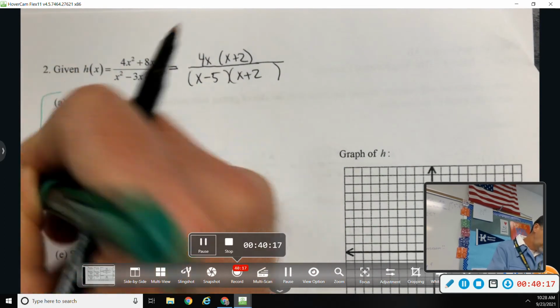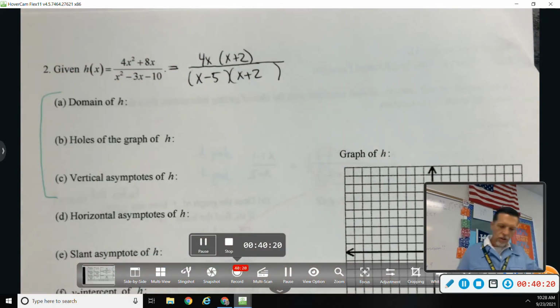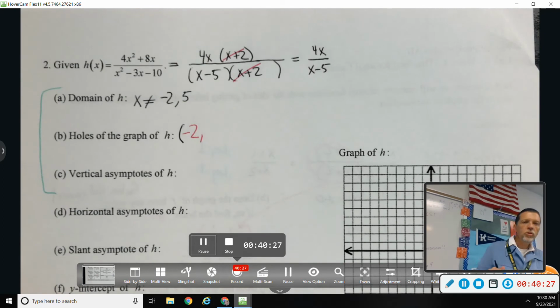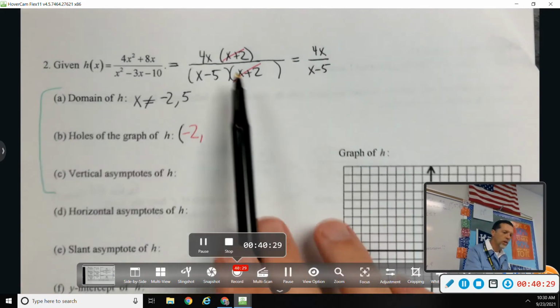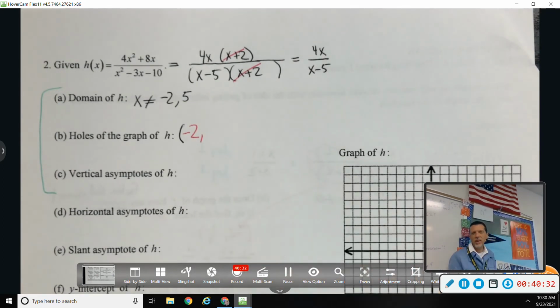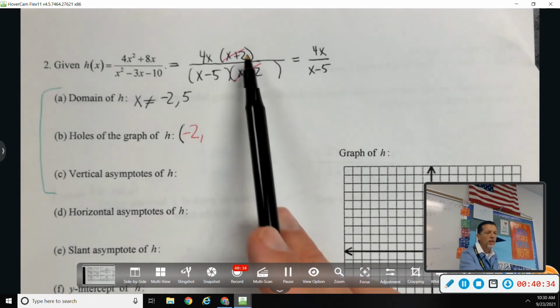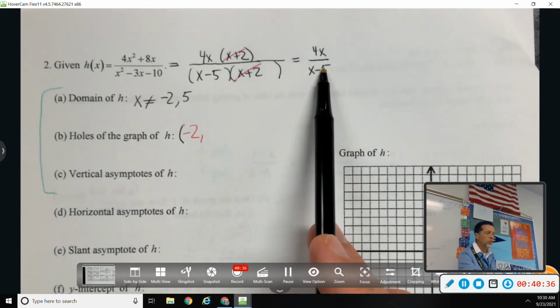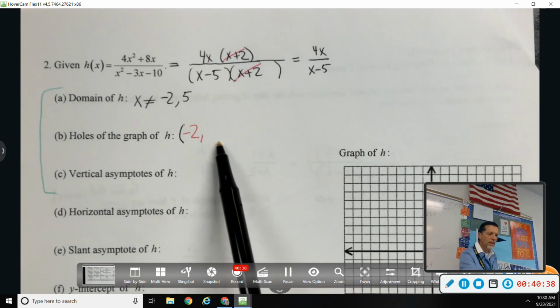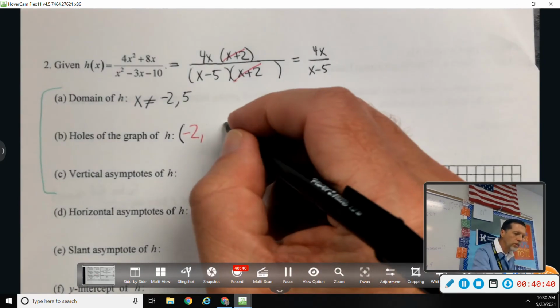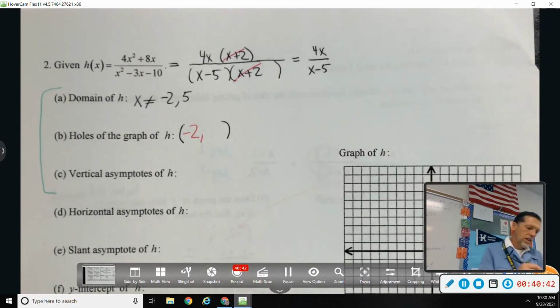Domain, holes, vertical asymptotes. Let's pick out some people to do that for us. Once you cancel out, you can use the reduced thing for everything else. It makes life a little easier. If there's a hole, account for the hole, and then use the reduced thing for everything else. I'm kind of stuck here. I need a y value for the hole. What do I do to get that? Yeah, plug in -2.